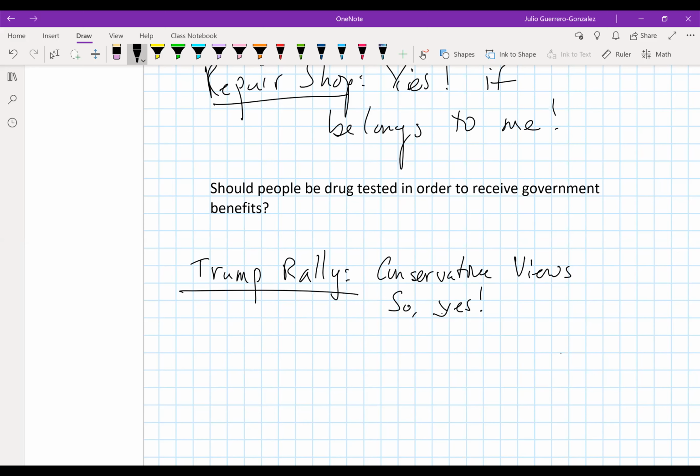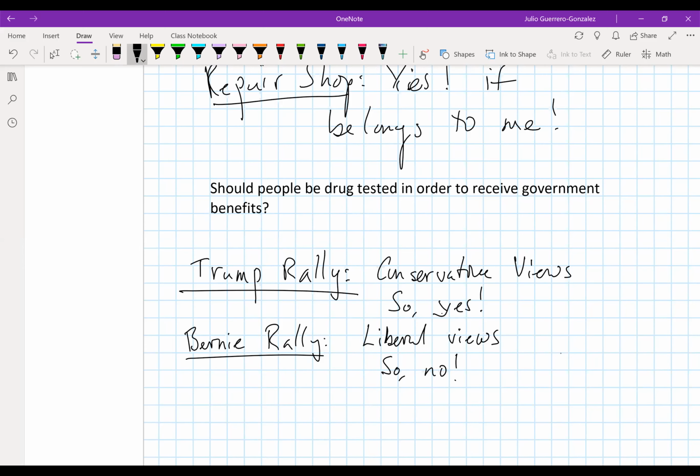Give me somewhere where we get the polar opposite. A Bernie rally. Bernie rally is liberal views, right? So in this case, it'd be a no. It doesn't matter whether they do drugs or not. If people need government benefits, they need government benefits.